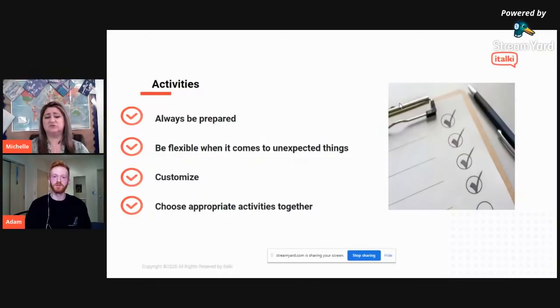Which then goes into choosing appropriate activities together. So if your student has a reading class and that student wants to read a book, that's great. Then that's what you're going to be working on. But if they want to read a book, but they really want a writing class, then you need to make sure how to incorporate what they want with an appropriate activity.